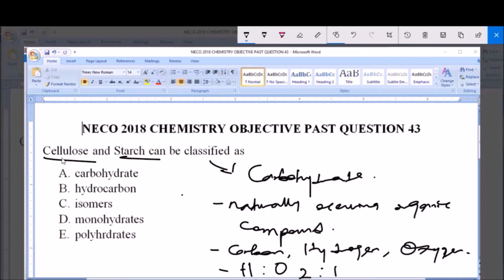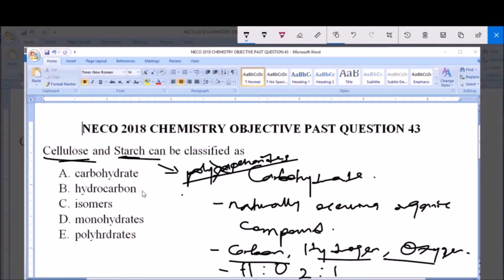Now if you look at the structure of cellulose and the structure of starch, you will see that they contain carbon, hydrogen, and oxygen only, and the hydrogen and oxygen ratio is 2:1. Although cellulose and starch are polysaccharides, they are polysaccharides because they consist of more than 2 units of monosaccharides. They are complex carbohydrates, but they are actually carbohydrates because they are naturally occurring organic compounds containing carbon, hydrogen, and oxygen, and their hydrogen to oxygen ratio is 2:1, just like the characteristics of carbohydrates.